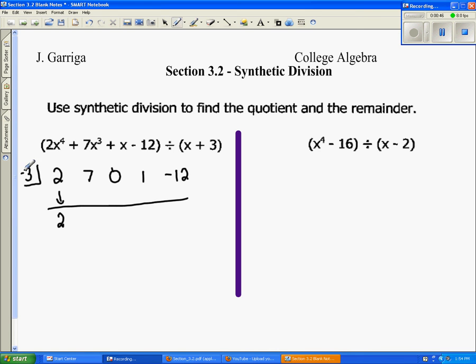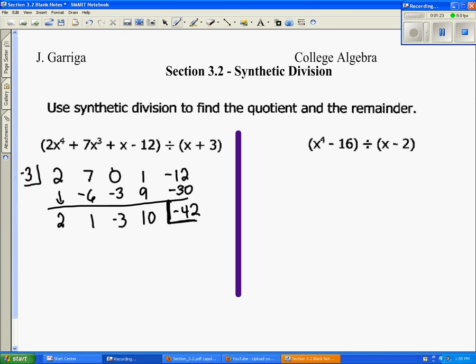Now multiply. Negative 3 times 2 is negative 6. Add down. Now we start over. Multiply. Negative 3 times 1. Now add down. 0 minus 3. Start over. Multiply. Negative 3 times negative 3 is positive 9. Add down. Start over. Negative 3 times 10 is negative 30. Add down, and we get negative 42. This last column goes in a box.